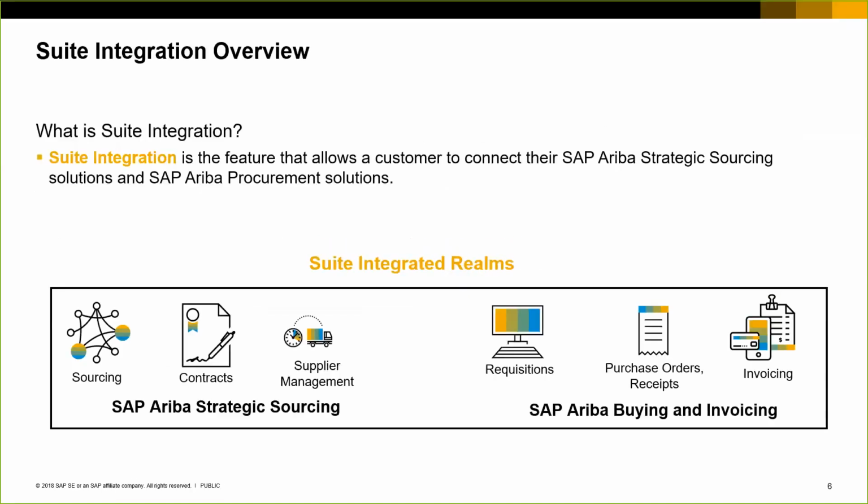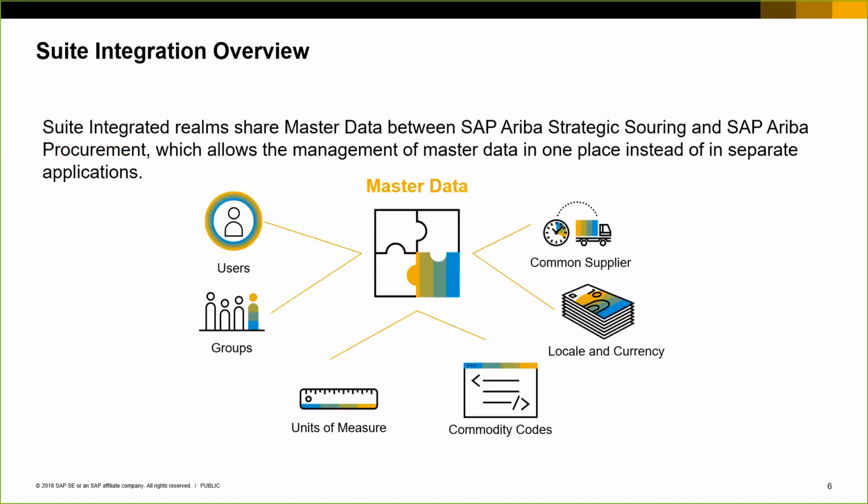All right, so let's talk about what that means. For suite integration, it means that you have your solutions connected. We have the buying and invoicing, also known as procure to pay, or P2O if you don't have the invoicing piece to it. And then we have the strategic sourcing that includes sourcing, contracts, and supplier management. That includes SLP and supplier risk in there. When we integrate these realms, we connect them. And when we do that and we're using contract compliance, we begin the process of contract compliance with a contract workspace.